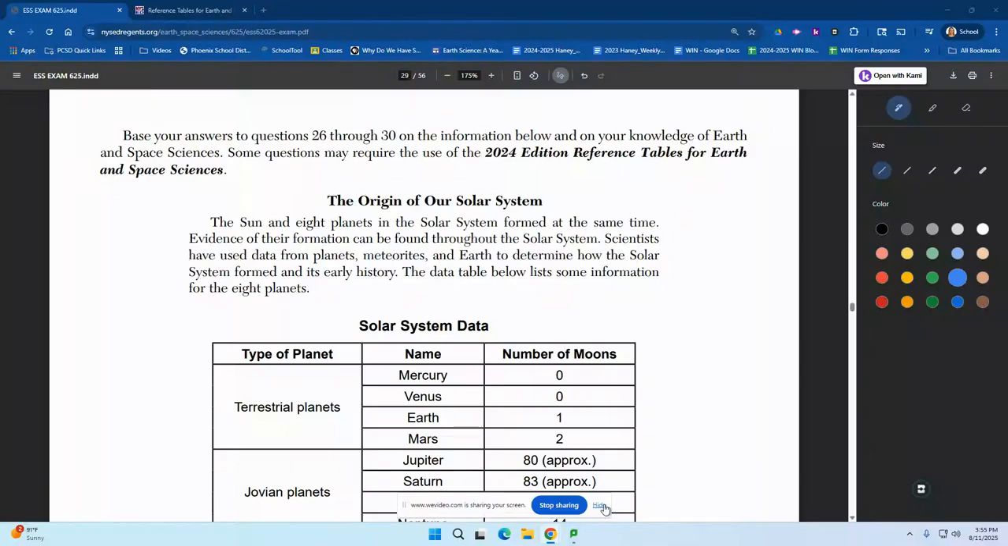All right, so we're going to start our next cluster. So we're moving on to a new topic here. Just base your answers to questions 26 through 30 on the information below and on your knowledge of Earth and space sciences. Some questions may require the use of the 2024 edition reference tables for Earth and space sciences. So our topic is the origin of our solar system.